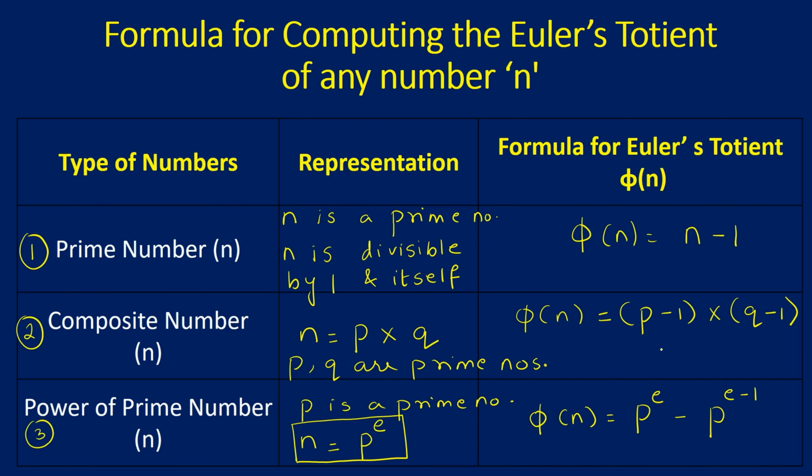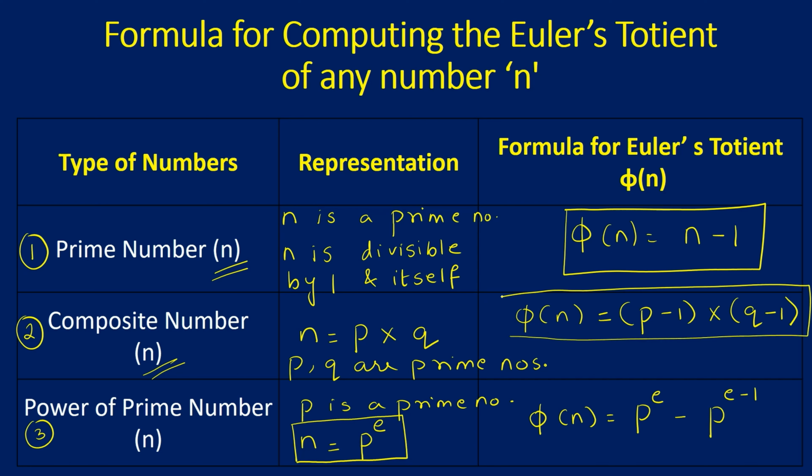We'll now go ahead to solve the numericals based upon these three formulas, but for that you should be able to identify if the number n is a prime number. If it is a prime number, that is, if it is divisible by 1 and itself, you will use the first formula, that is phi of n is n minus 1. If your number n is a composite number, that is, n is a product of two prime numbers, in that case you will be using the formula phi of n is equal to p minus 1 into q minus 1. If n is a power of a prime number, that is, n can be represented as p raised to the power of e, you will be using the third formula, that is phi of n is p raised to the power of e minus p raised to the power of e minus 1.